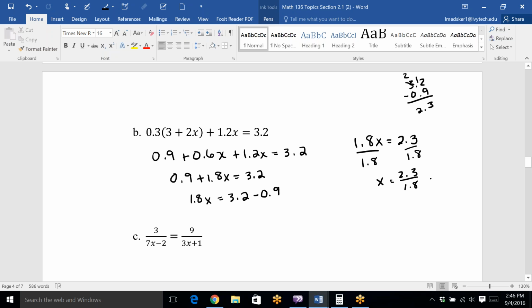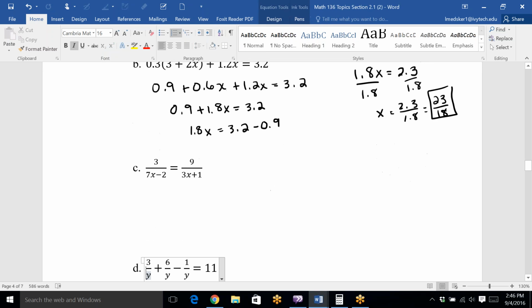We do not turn this into a decimal. We leave it as a fraction, but we do not allow decimals in the fractions. So the way to fix this is move it the number of places that it needs to get rid of the decimal. If you have to move one more than the other, then you have to compensate and do the same thing on the bottom, but these are both one decimal place. So this would be 23 over 18, and that is reduced.